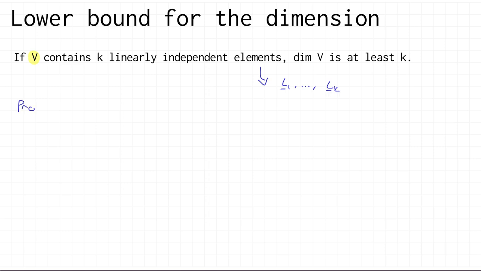Then the proof is simply that you can always extend a linearly independent sequence to a basis. So L1 up to Lk can be extended, by adding some more things, to a basis of V. And of course the dimension is the size of that basis, which is at least k.